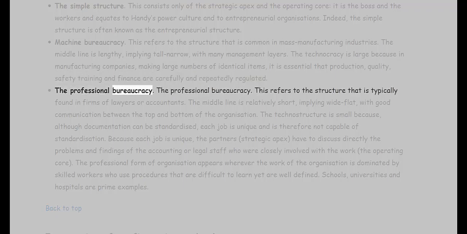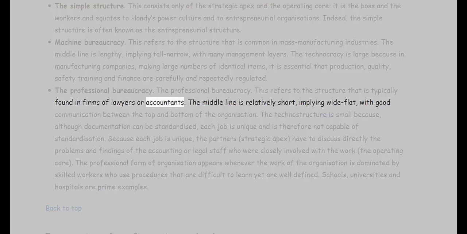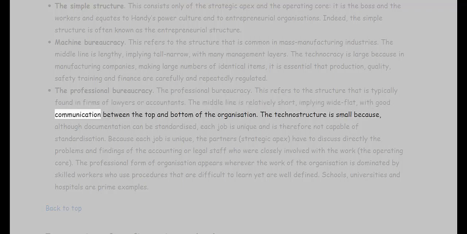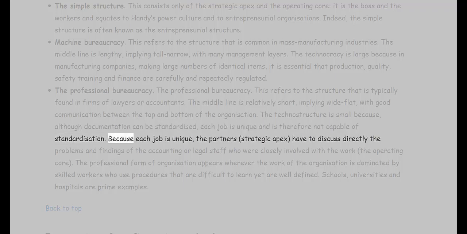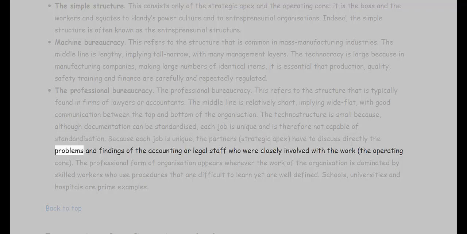The professional bureaucracy. This refers to the structure that is typically found in firms of lawyers or accountants. The middle line is relatively short, implying wide flat, with good communication between the top and bottom of the organization. The technostructure is small because, although documentation can be standardized, each job is unique and is therefore not capable of standardization. Because each job is unique, the partners, strategic apex, have to discuss directly the problems and findings of the accounting or legal staff who are closely involved with the work, the operating core.